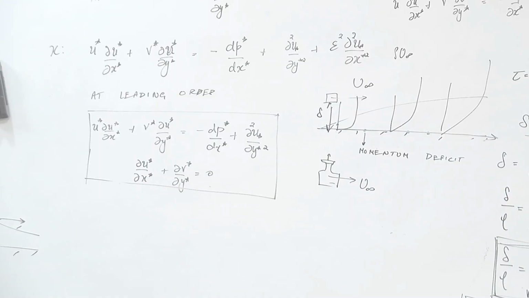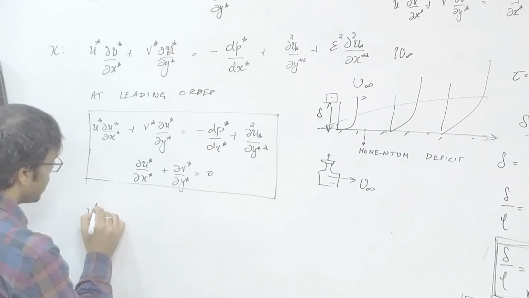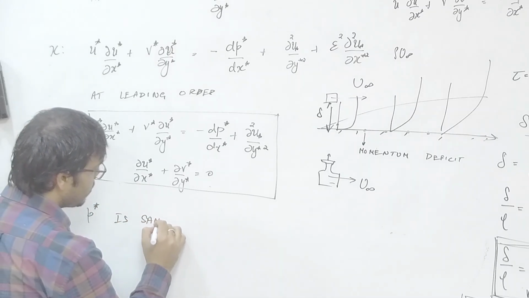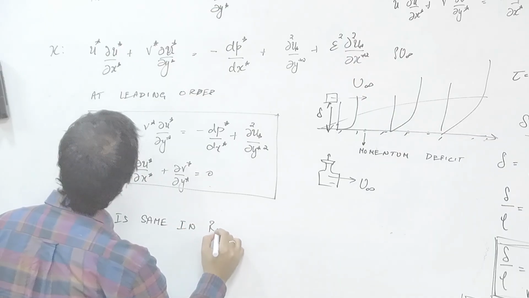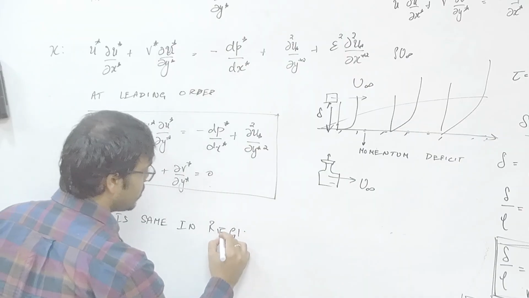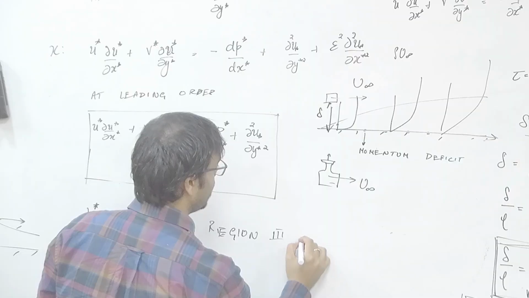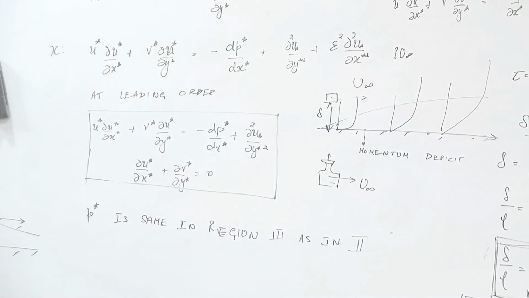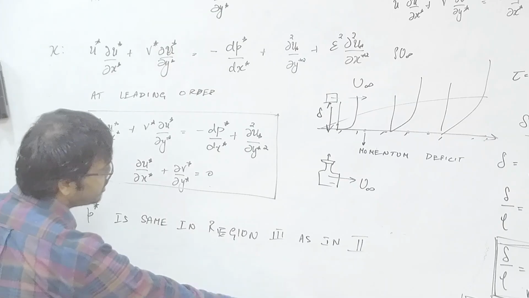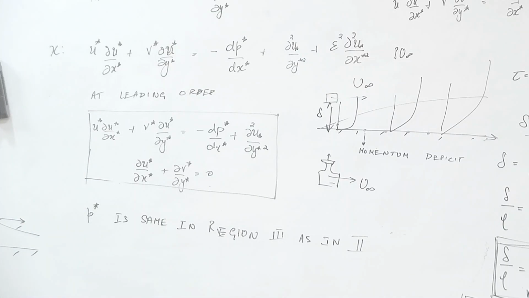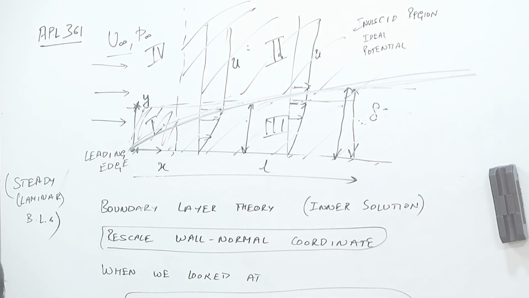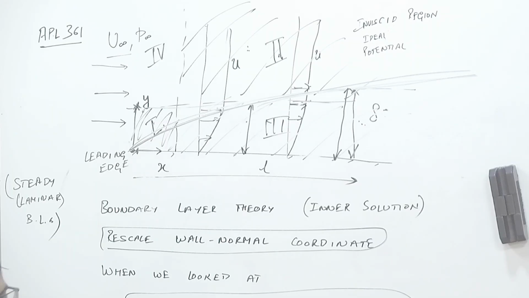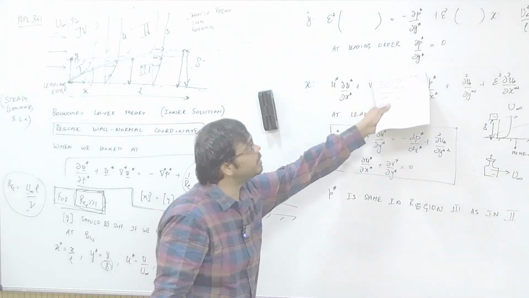If you notice, we said that pressure is not changing in the y direction inside the boundary layer. That means P star is the same in region 3 as in region 2. Region 3 is where we are looking, that's the boundary layer, and this is region 2. Because del P star by del y star was 0.